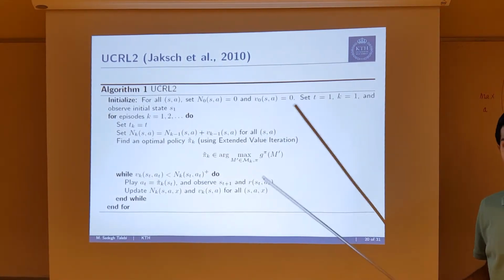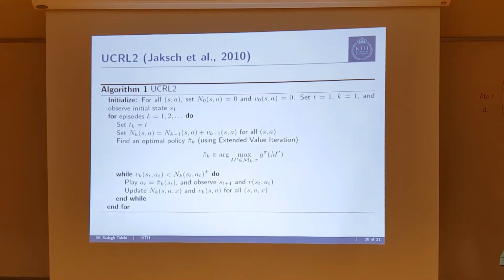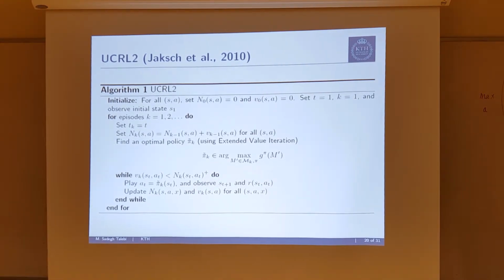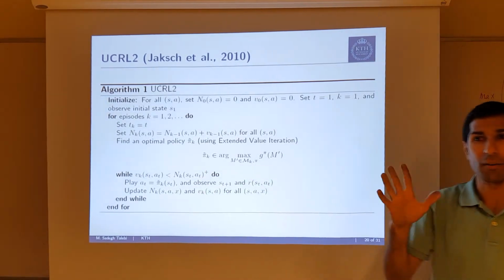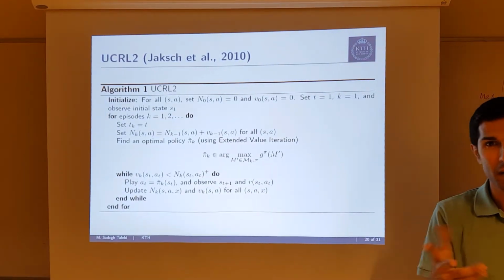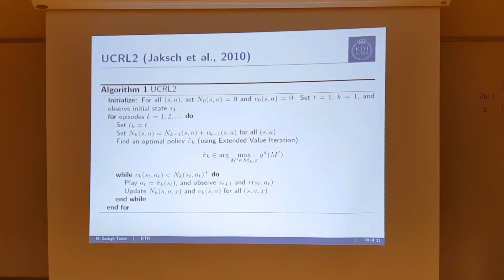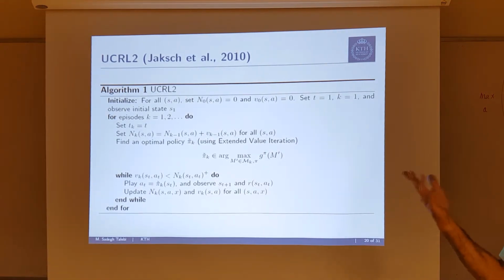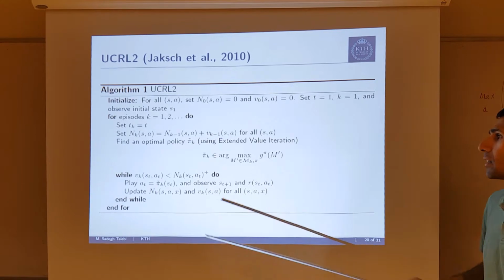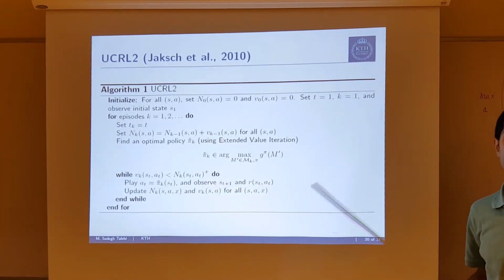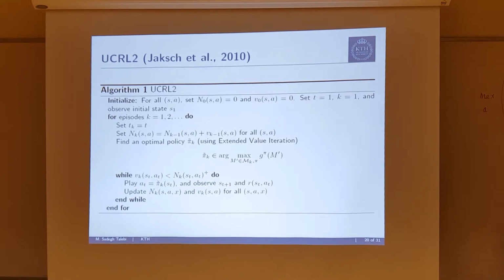You apply this P tilde of K all the time until the number of observations n for some state action pair is doubled. And this doubling is just a trick. You may choose it 3 times, 4 times, it doesn't matter. It's just some stopping time that makes sure that some significant change in the radius of the confidence bounds has happened.